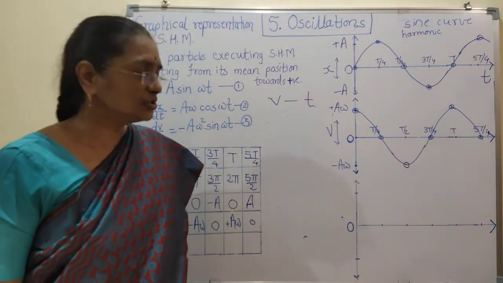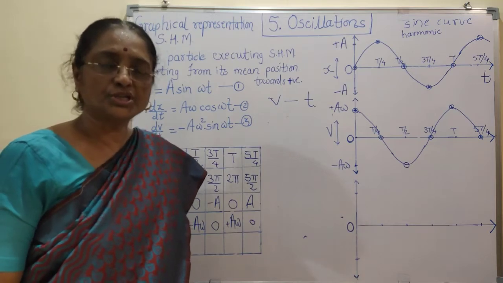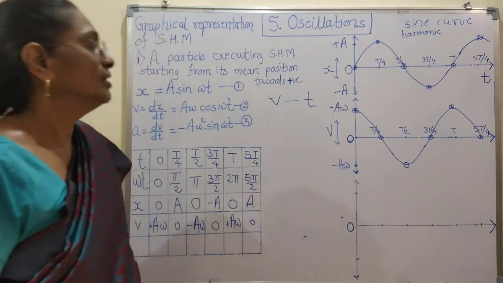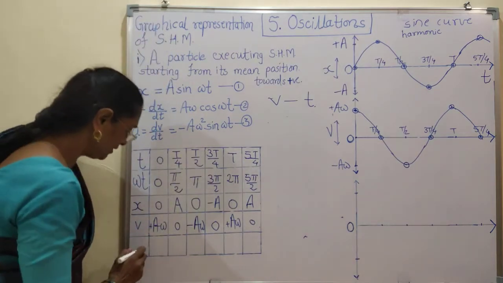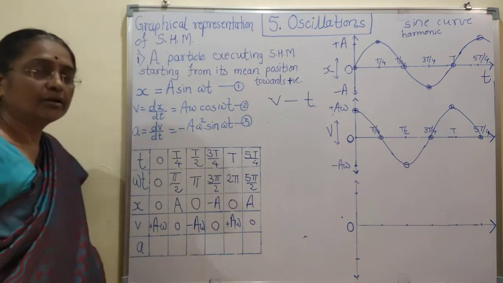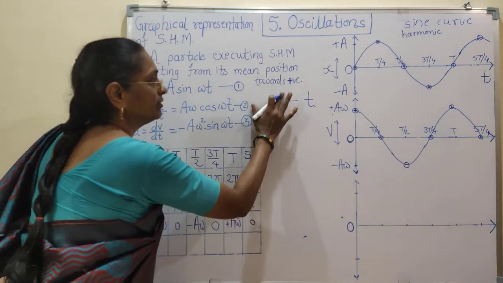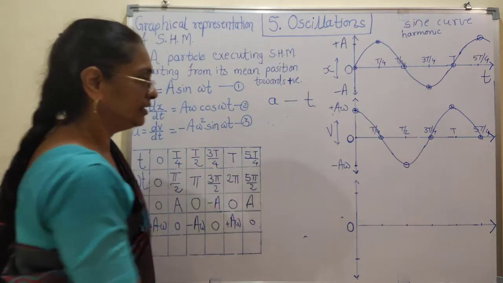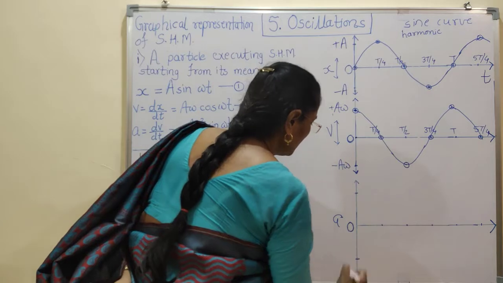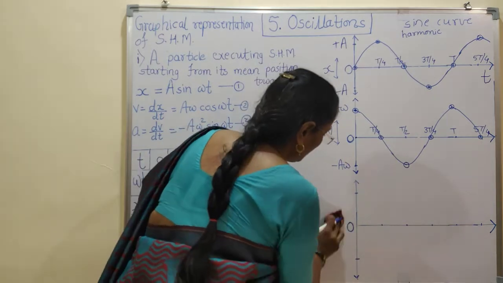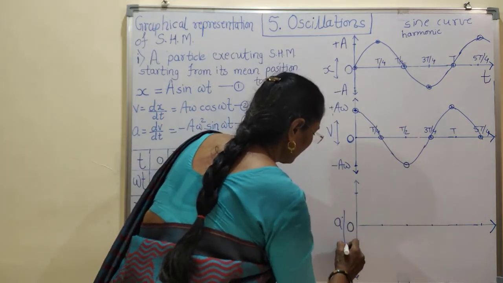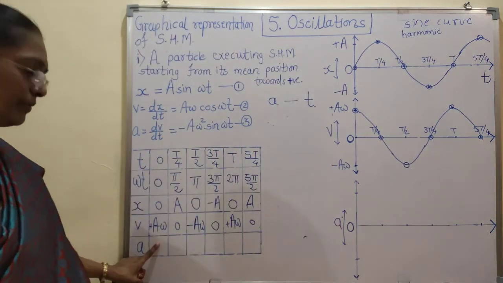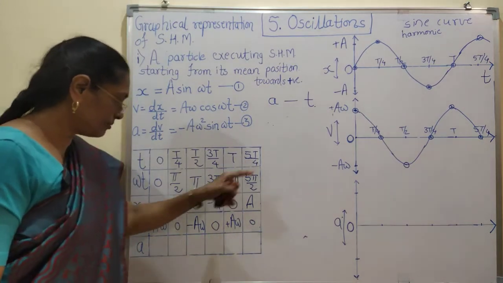Cosine curves and sine curves give us periodicity and harmonicity. They are called sinusoidal curves. Similarly, for acceleration, we take the a-t graph. Here the variations of a can be shown in this way. And now we have to calculate the values of acceleration for different time instants.